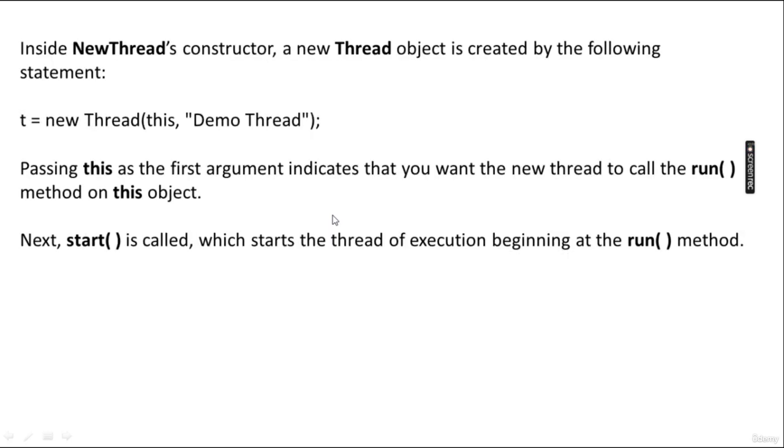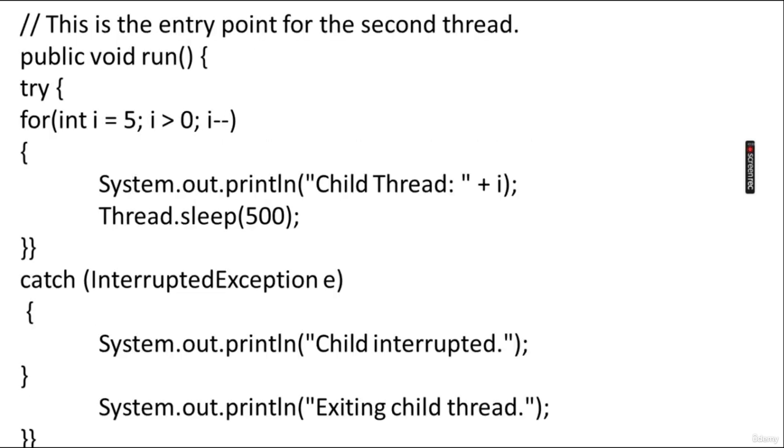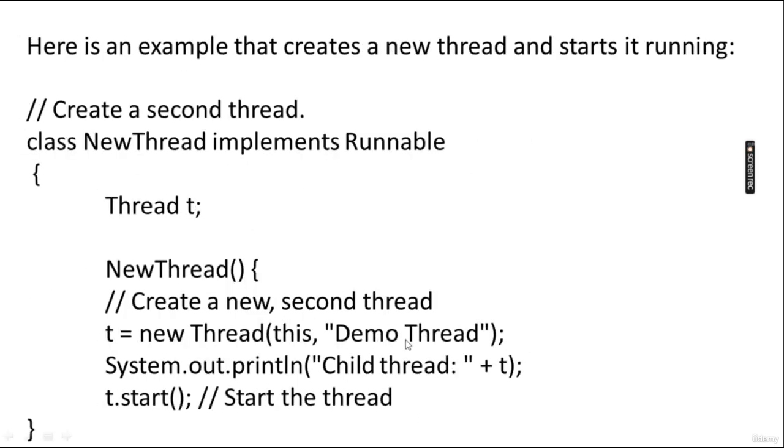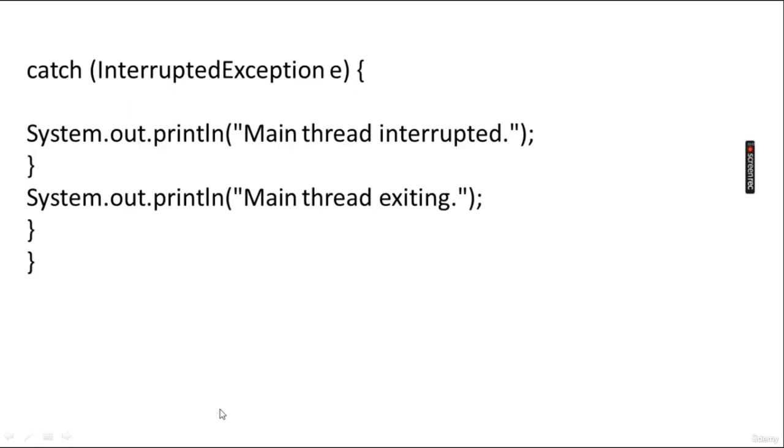Inside the NewThread constructor, a new thread object is created by the following statement: t = new Thread(this, demo thread). After this creation, it is called to start the thread. This line is very important. If you are not writing this line, your thread will not start.